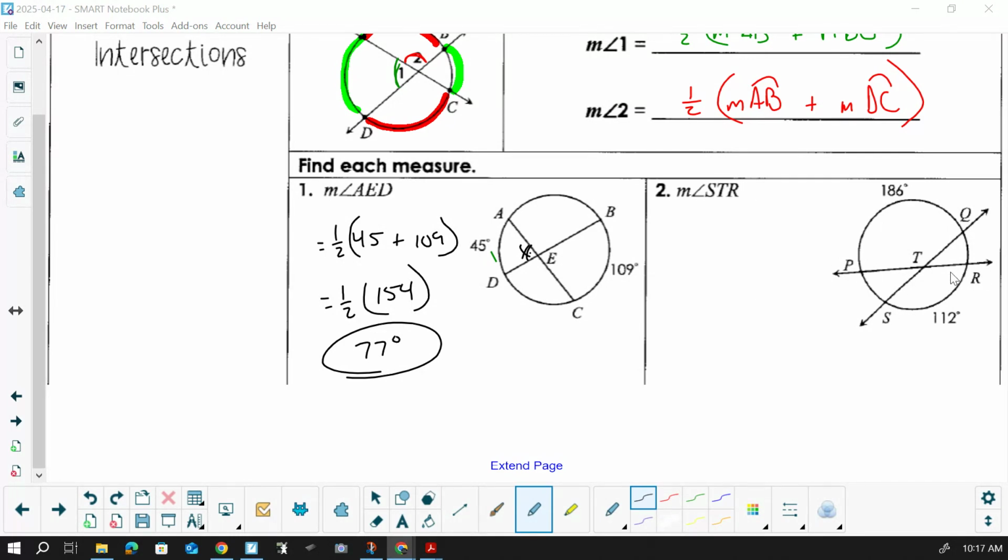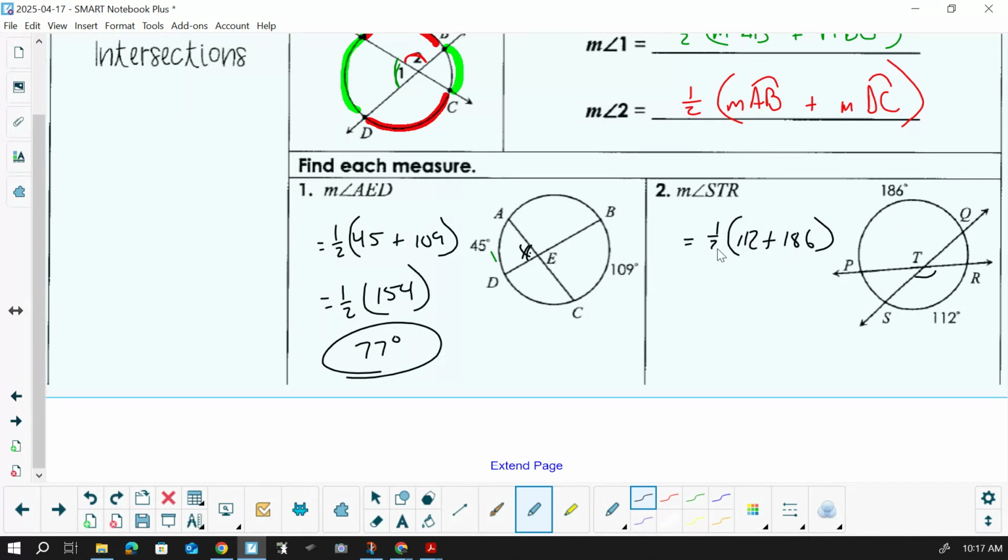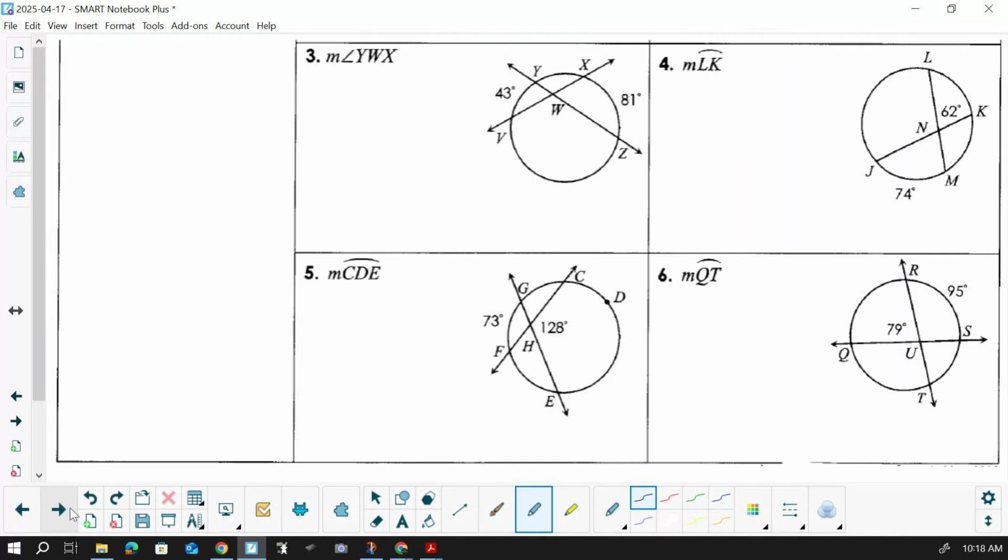STR, that's this angle right here. So it's going to be equal to 112 plus 186 times 1/2. 112 plus 186, multiply it by 1/2. 112 plus 186 is 298. 1/2 times 298 is 149 degrees, and that is this angle that it's asking for.